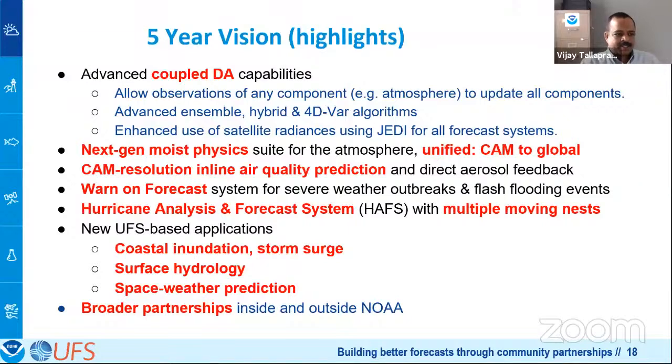And on the physics side, the next generation moist physics, unified from the convection allowing scales to global scales, inline air quality prediction for direct aerosol feedback, and other enhancements for high resolution applications. And we also expand the scope of UFS to include coastal inundation, storm surge, surface hydrology, space weather, and also broaden the partnership both inside and outside of NOAA.